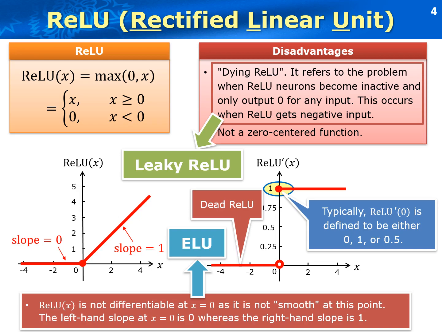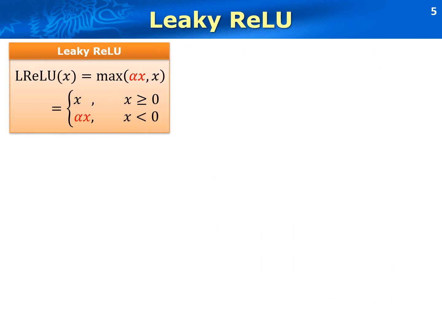Leaky ReLU is defined to be the maximal value of alpha times x and x, where alpha is a constant factor between 0 and 1. Unlike ReLU that zeroes out the negative inputs, leaky ReLU multiplies the negative inputs by a small constant alpha while keeping the positive input as is.